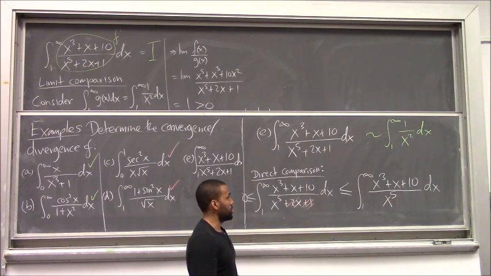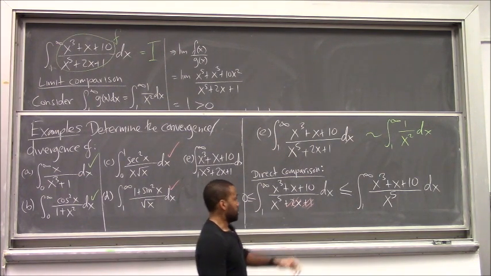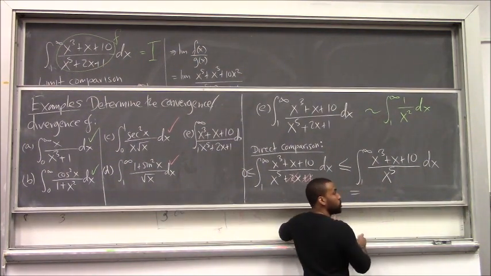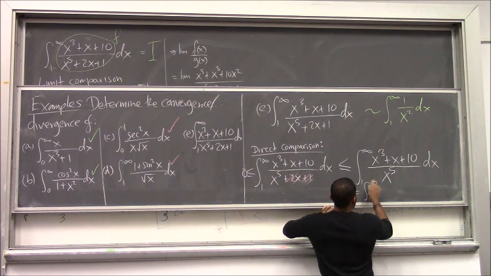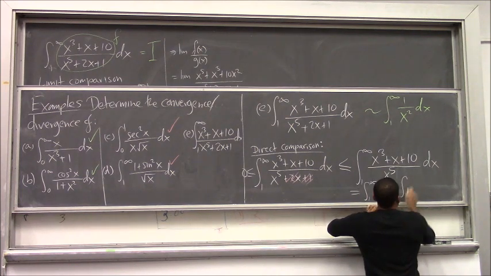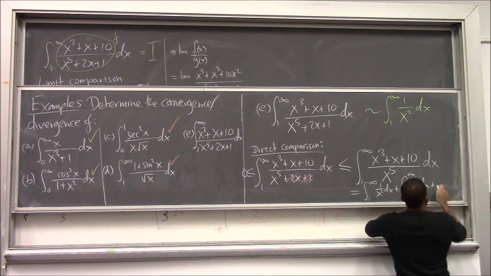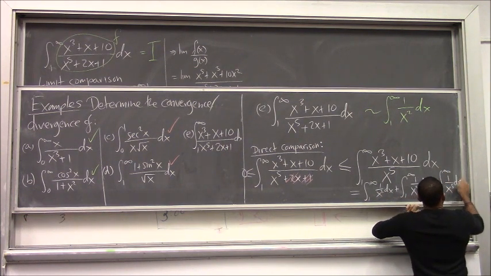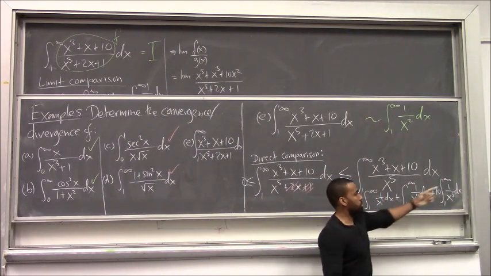Yeah? What would you do? You could split it up. Have all powers in the numerator. So he's literally using step 2 of our integration strategies now. Right? You can actually split that up. This would simplify to the integral of 1 over x squared dx plus 1 over x to the 4th dx plus 10 times 1 over x to the 5th dx. And we know that all of these converge by theorem.